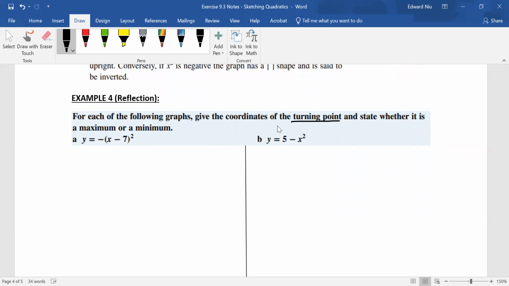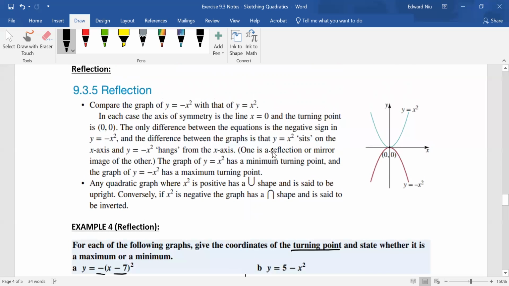So example 4, for each of the graphs, give the coordinates of the turning point. State whether it is a maximum or a minimum. So we know from the previous exercise, if it's in a brackets, x take away a constant, shut the brackets, in a squared situation, we're in our turning point form. So our turning point here is going to be, negatives will shift us to the right. So we're going to have (7, 0) because x will shift into the positive 7 places. But because we have a negative on the outside of the brackets, this is going to be, so actually I forgot to mention maximum and minimum.